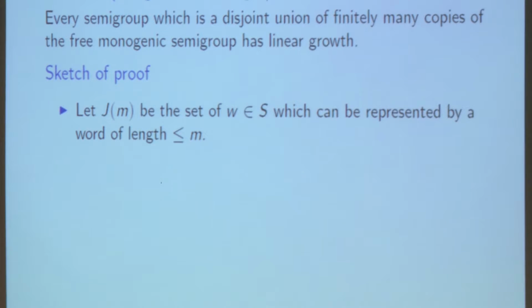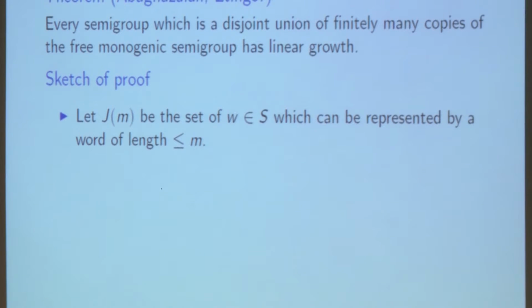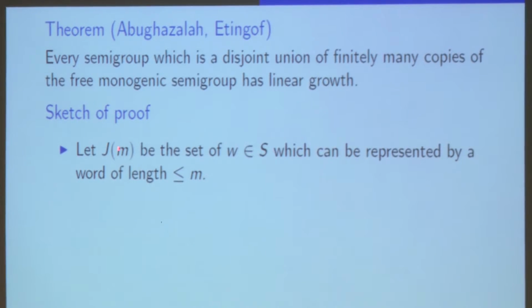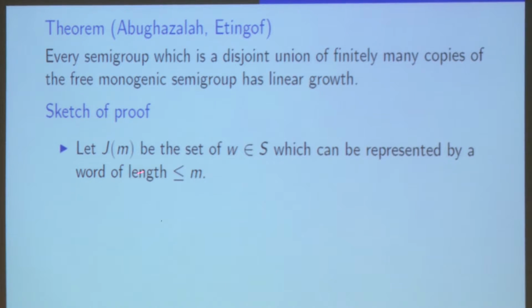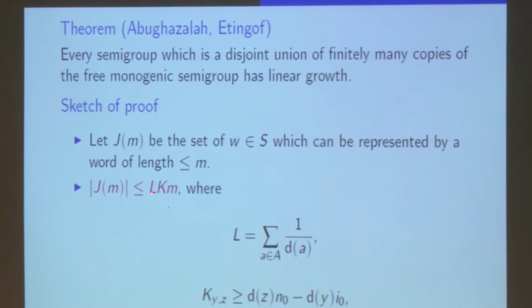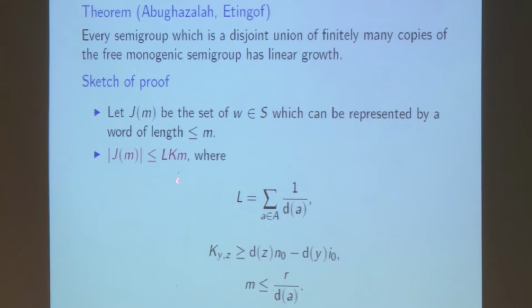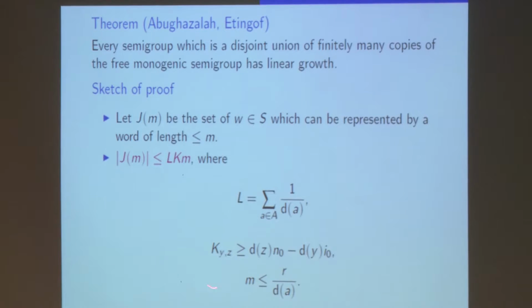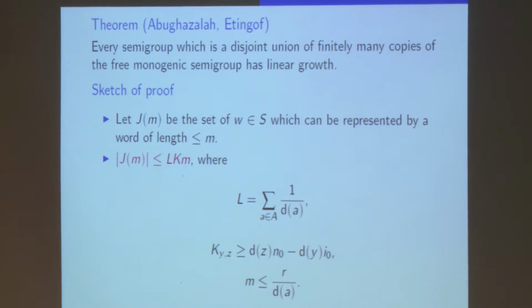Every semigroup which is a disjoint union of finitely many copies of the free monogenic semigroup has linear growth. And the sketchy proof is: we have the set of all words that can be represented by words of length less than or equal to m. We prove that the rank of this set is less than LKM, where LK is the C that we talked about before, and LKM takes these values. Now, because the arithmetic progression is finite, we have many Ks, and then we will take the maximum K, which is this K.